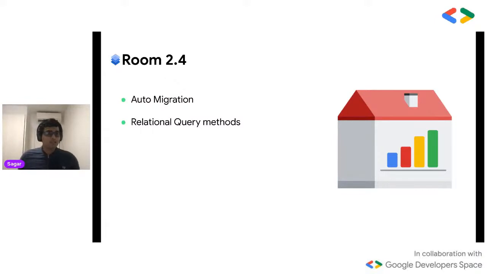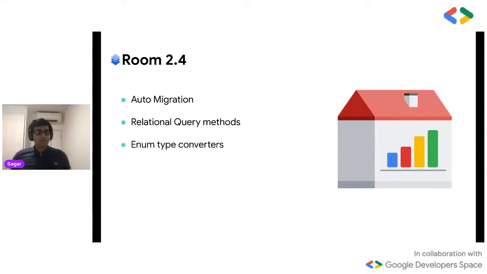We introduced relational query methods. To represent the relationship, we can now write a simple DAO method with a return type of map. You only need to provide the query and the return type. Room will take care of the rest. This reduces the verbosity caused by additional data models created only to support the relationships.